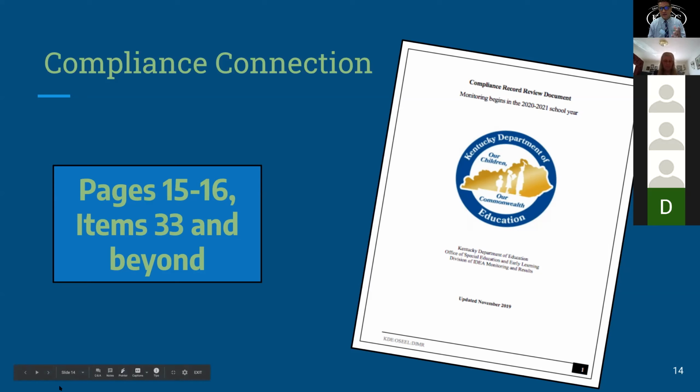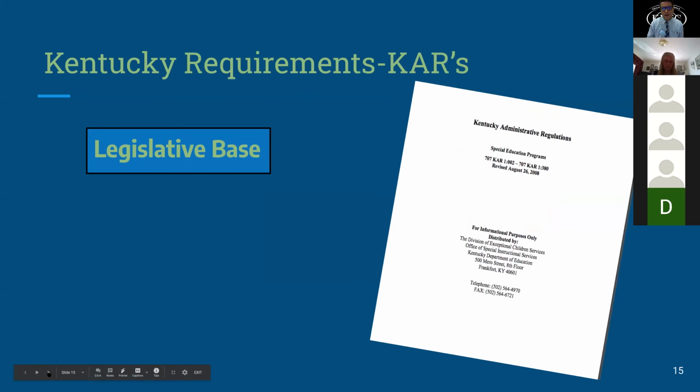So when we do a record review document, and we go through that record review document on your IEP, we're going to put some sticky notes on those things as we move through them. And we're going to try to give you as many resources as we can to help you understand what goes in those present levels. And then we have a legislative base. This is all rooted in the Kentucky administrative regulations for special education programs. There's a section that talks about present level and what's supposed to be in the present level, and what we're supposed to be doing to write appropriate present levels.